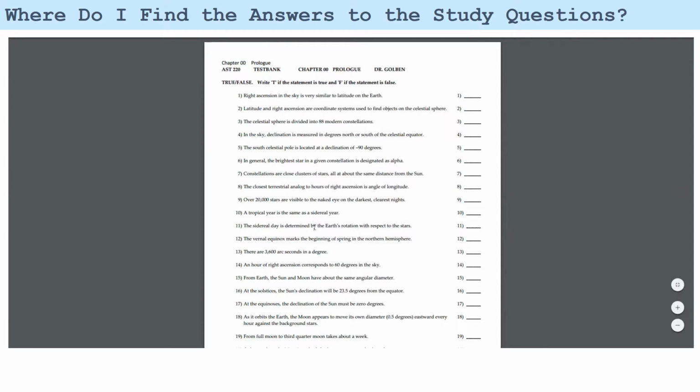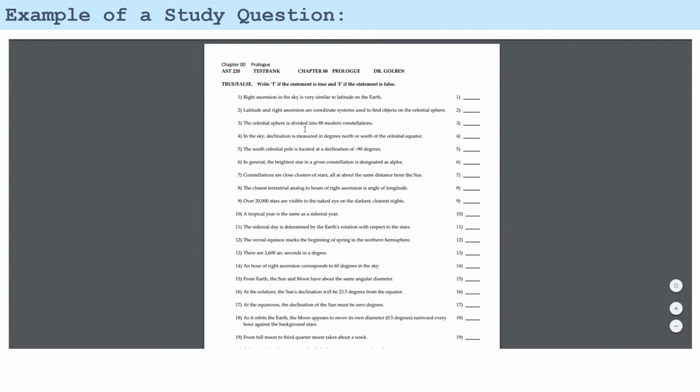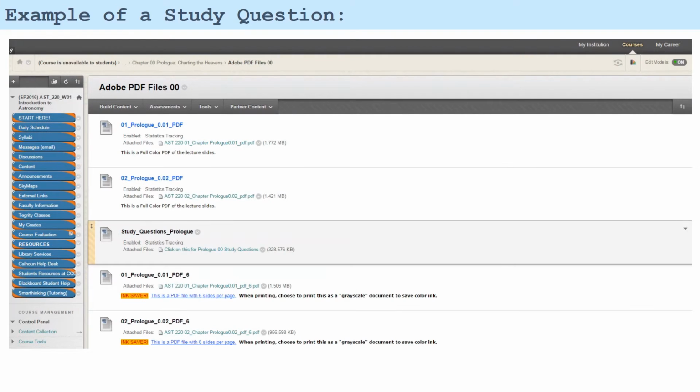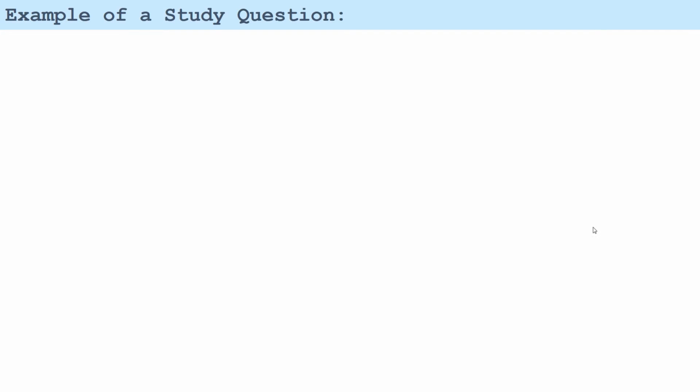But you have all the questions here, and you should be able to, through a concentrated effort, find the answers to all these questions. For instance, let's just take a look at this question number 3. The celestial sphere is divided into 88 modern constellations. Let's see if we can find the answer to that, whether it's true or false. I think it might be in the second prologue lecture.